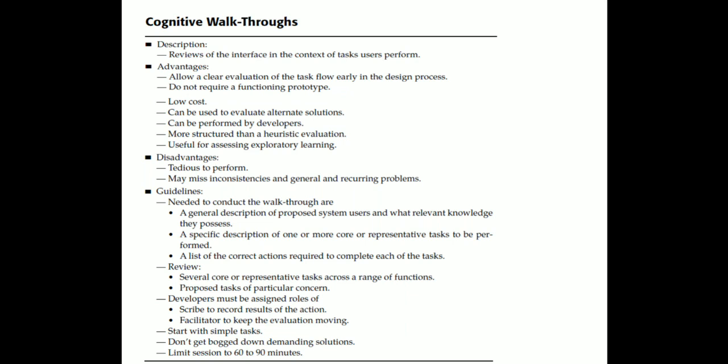Like heuristic evaluations, walkthroughs appear to be most useful in identifying issues to evaluate in the usability test. Therefore, what is needed to conduct a walkthrough? The needs are a general description of the proposed system users and what relevant knowledge they possess, a specific description of one or more core or representative tasks to be performed, and a listing of correct actions required to complete each of these tasks.